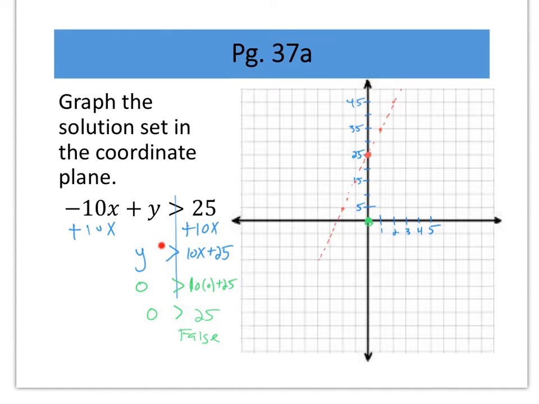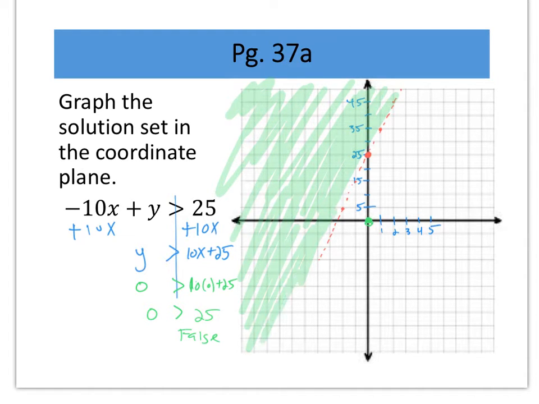So if it's false at 0, 0, I'm actually going to shade the other side. And look, y is bigger than that. So I grab my highlighter, or you could use a pencil if you wanted to, and we're going to shade the side that makes the values true. So I could pick any value on this side of the line, and it will give me a true statement in the equation. So I could pick negative 315 and plug it into the equation, and it would give me a true statement.